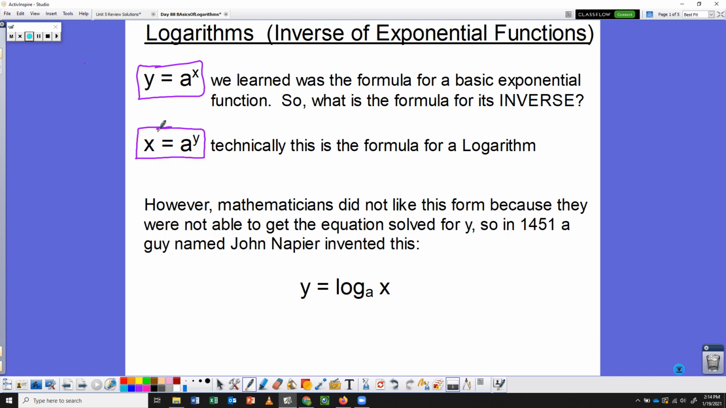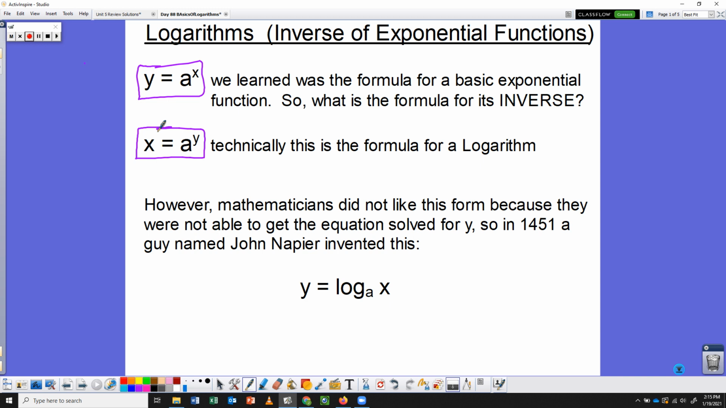Now the problem is that mathematicians don't like their equations solved for x. If you think about it, every single other equation that we've ever seen and used and graphed has always been solved for y. So it bothered mathematicians for a very long time that they couldn't figure out how to get this formula solved for y.